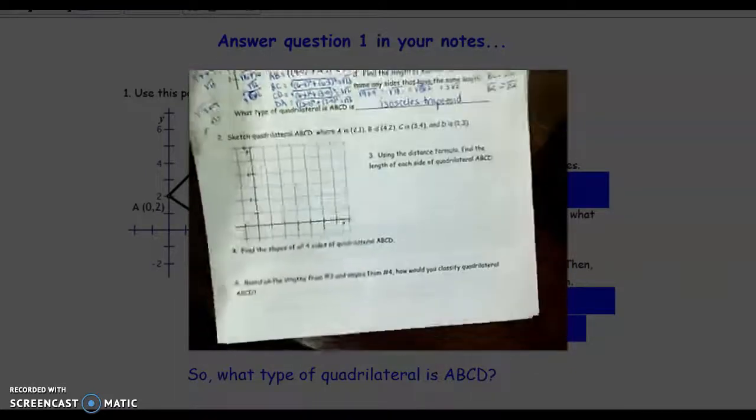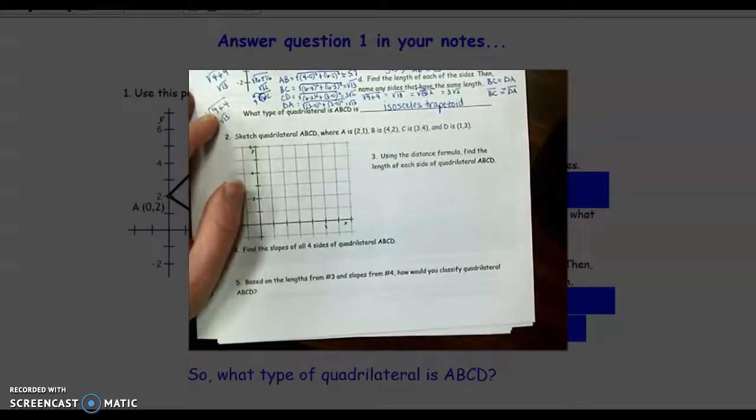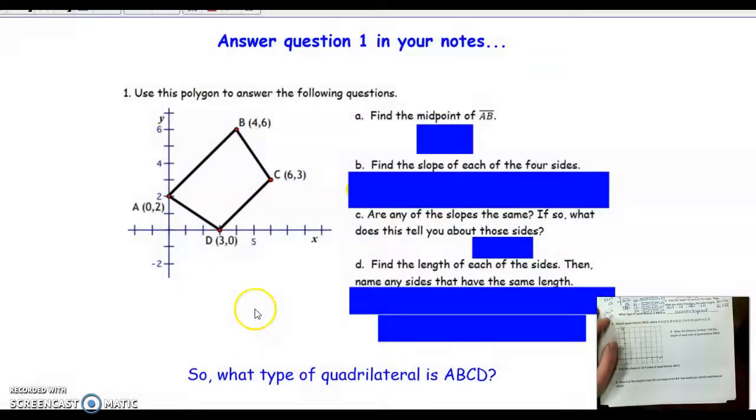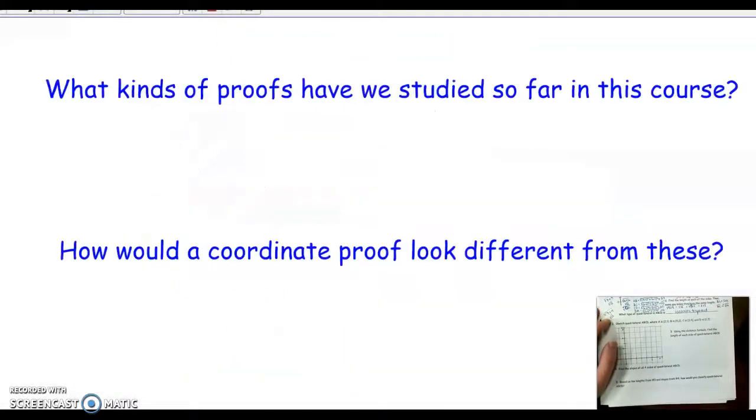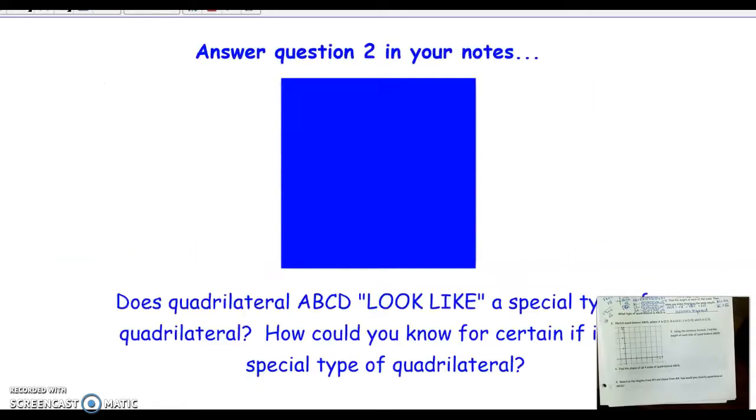Let's see where we are. We've answered all of question 1. The different types of proofs we've studied so far are called flowchart and 2-column proofs. Coordinate proofs look a little different. We just did a coordinate proof. Coordinate proofs mean you're using the coordinates, obviously, to prove something is true.